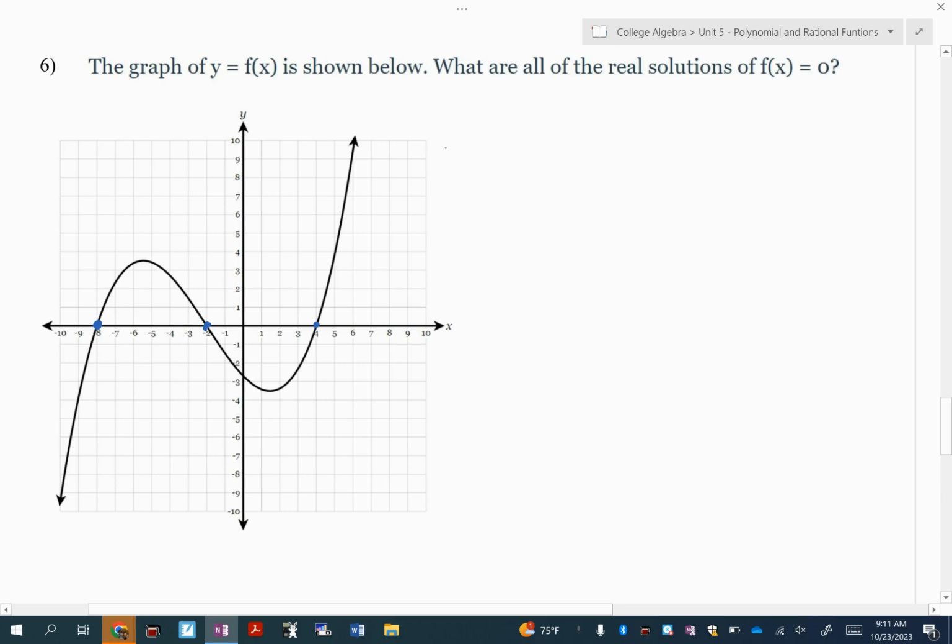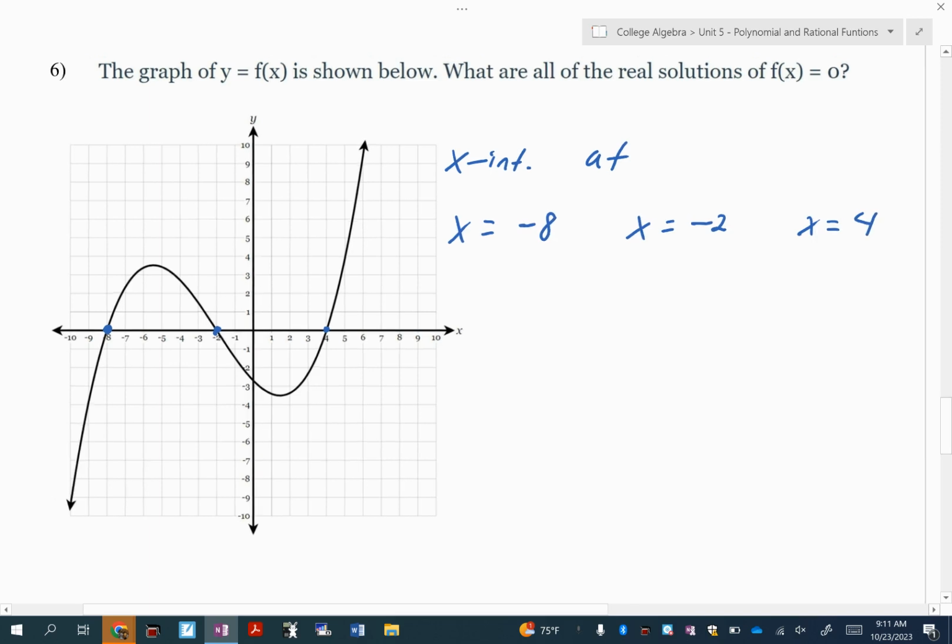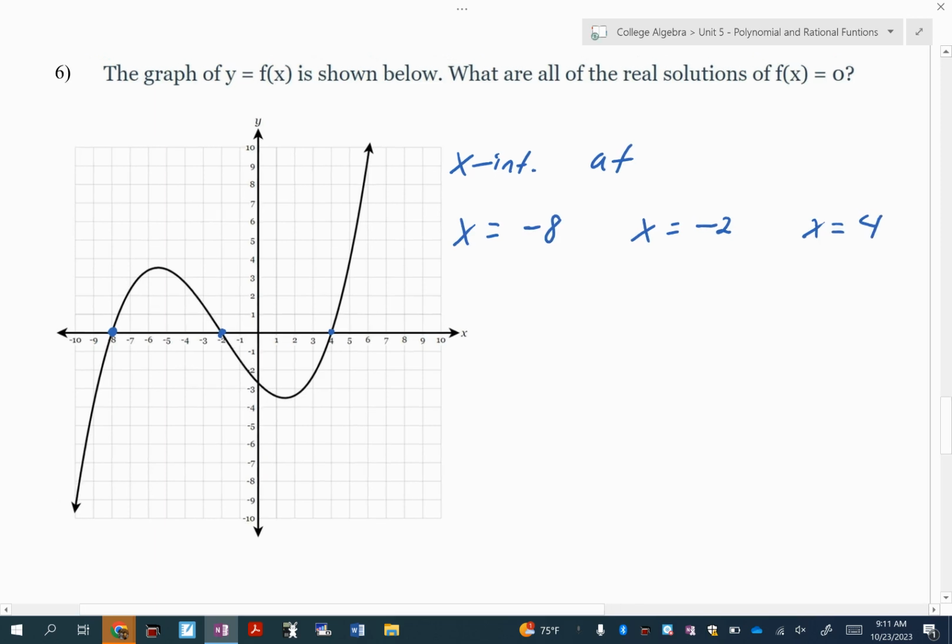So I have x-intercepts at, and I'll write down my x's. So x equals negative 8, x equals negative 2, and x equals positive 4. Now, I don't see anything interesting in terms of these roots. They all just cross normally. So these would all be single roots.